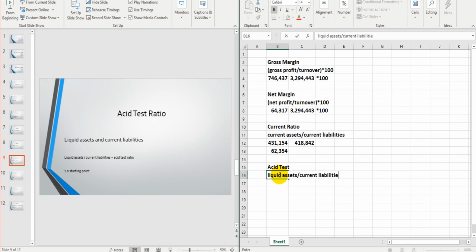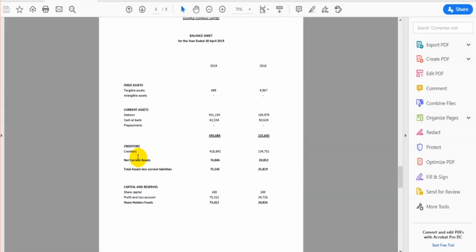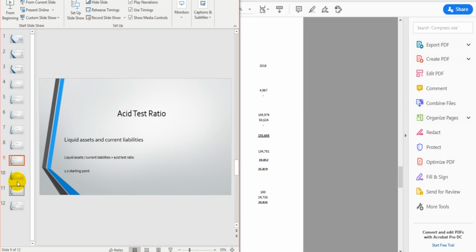And once again, you'll have a ratio where 1 is the starting point, really. Anything below 1 could be dangerous. Anything over 1 is seen as positive. Now, the thing with these accounts is that the current assets are all liquid assets. We have debtors and we have cash at bank. If there were other current assets here that weren't so liquid, we would not use them in the acid test ratio.